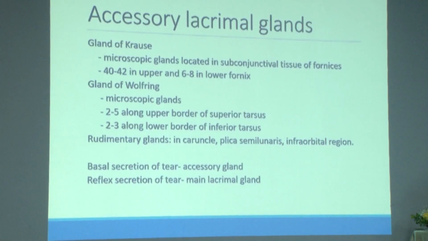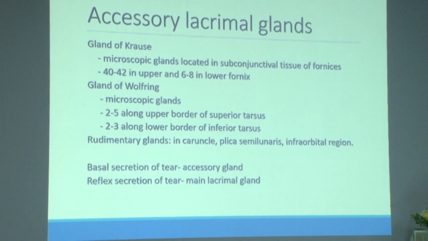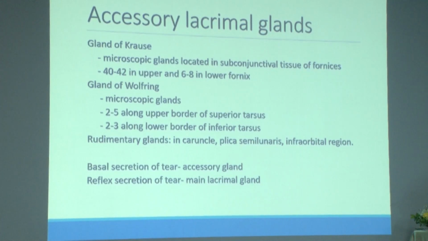Coming to the accessory lacrimal glands, there are mainly 2: the glands of Krause, which are microscopic glands located in the subconjunctival tissue of the fornices. There are around 40 to 42 in the upper part and 6 to 8 in the lower fornix.